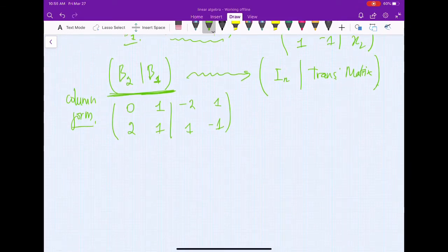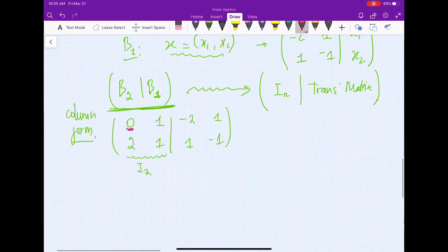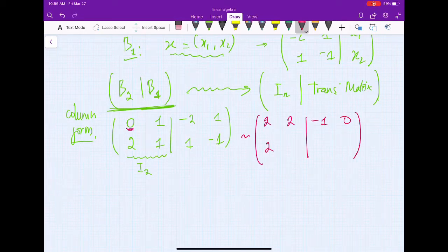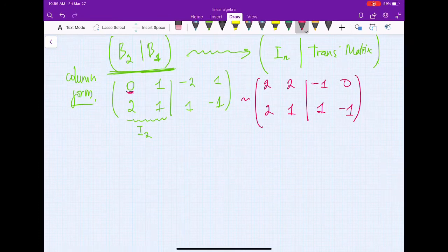Okay. So I need to get an identity matrix in here, I2. Since we have 0 in here, we just add the second to the first. Okay, so I get 2, 2, -1, 0. And here you get 2, 1, 1, -1. And then I multiply the first with -1 and add to the second.